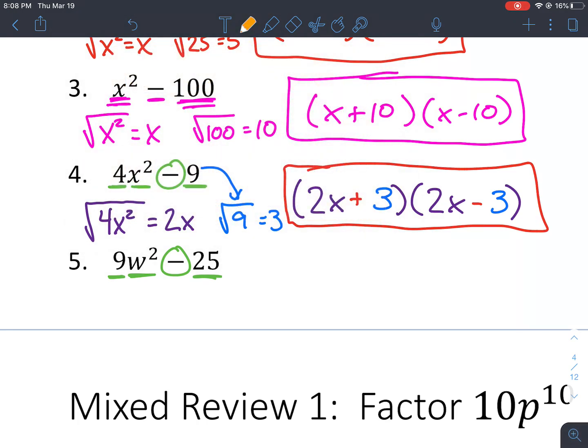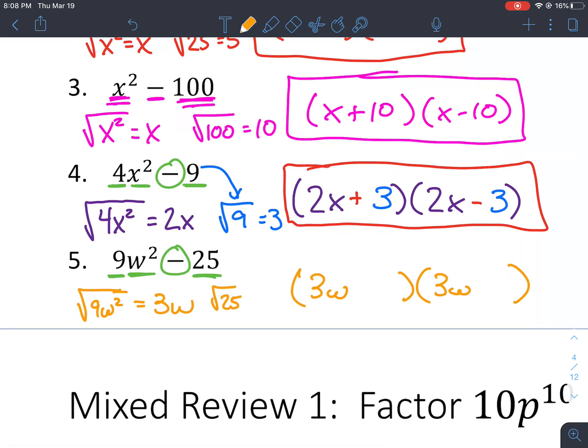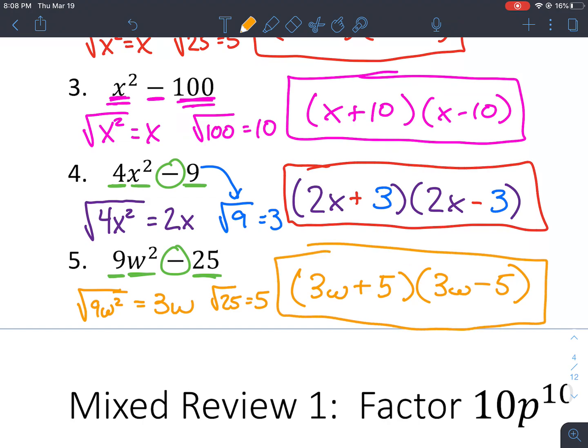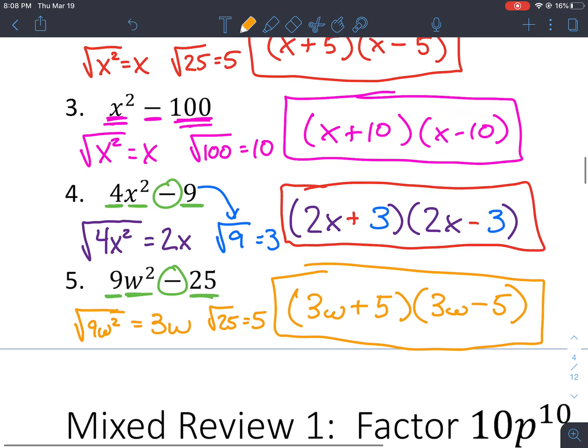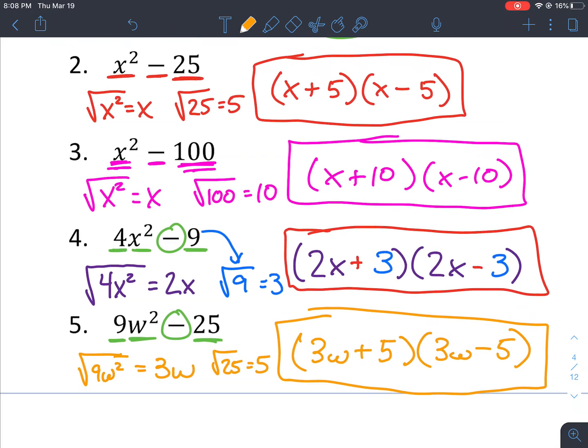Okay? So when we go to do our last one here, again, we start by taking the square root of 9w squared. Square root of 9 is 3. Square root of w squared is w. So I'm going to start with 3w for each. Square root of 25 is 5. So I'm going to have a 5 at the end, plus, minus to cancel out the middle term. And there is our difference of squares factoring.